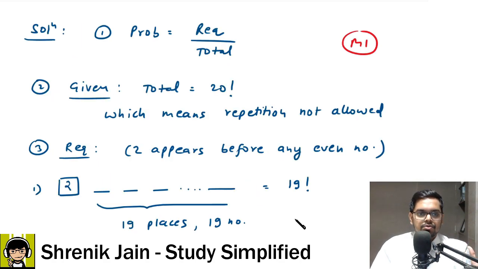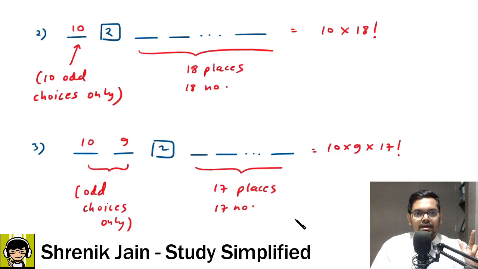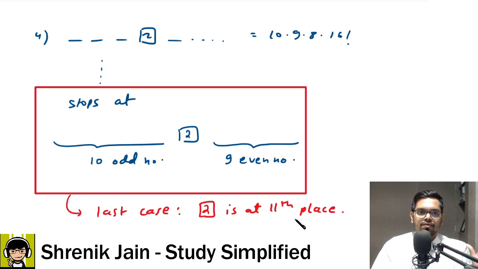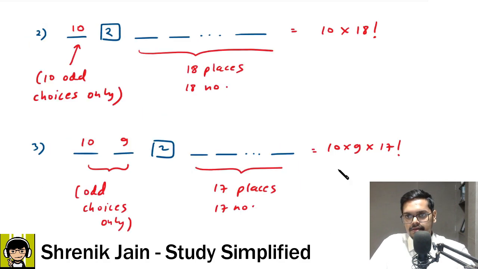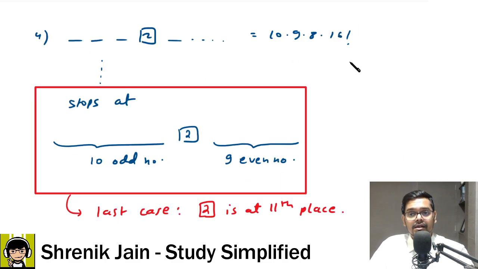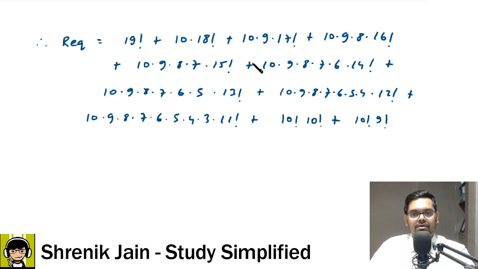So first place 2, first case, second place 2, second case, third place 2, third case, fourth place 2, fourth case, 11th place 2 and 11th case. Okay, so now you have to add all the cases to get your requirement. If you see the pattern, it would be easy for you. 19 factorial plus 10 into 18 factorial plus 10 into 9 into 17 factorial plus 10 into 9 into 8 into 16 factorial. Next would be what? 10 into 9 into 8 into 7 into 15 factorial. Next would be, yes, you are getting the idea now. This is how the pattern looks.